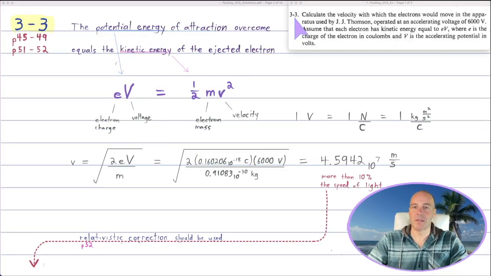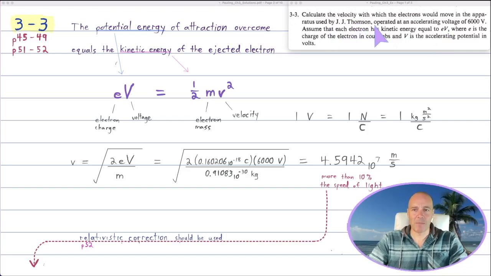Exercise 3 says calculate the velocity with which electrons would move in the apparatus used by J.J. Thomson, operated at an accelerating voltage of 6,000 volts. Assume that each electron has kinetic energy equal to eV, where e is the charge of the electron in coulombs and V is the accelerating potential in volts. Normally eV is labeled potential energy, but this problem has us equate it to the kinetic energy of the ejected electron.